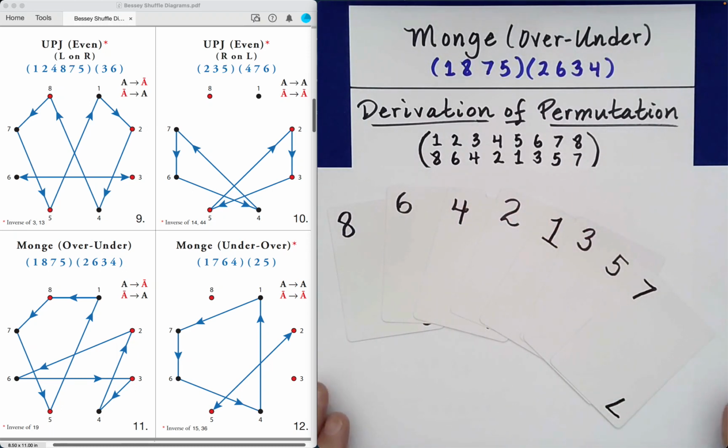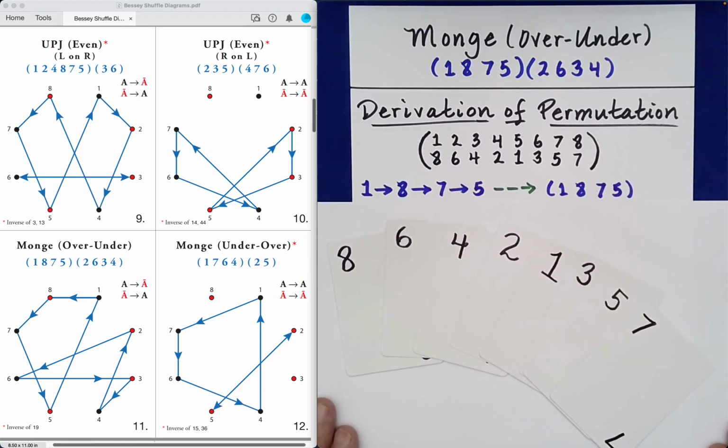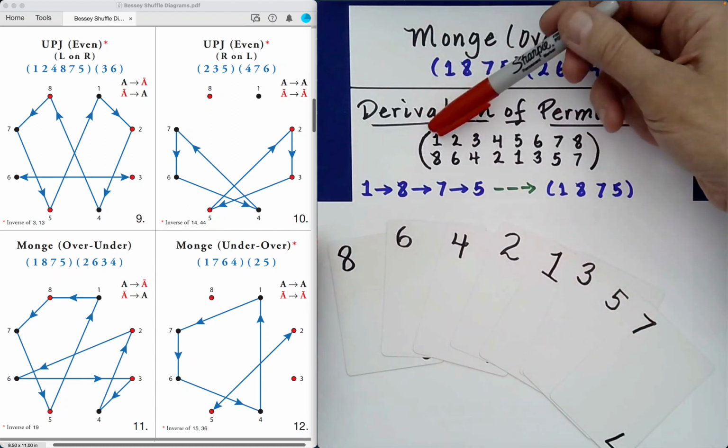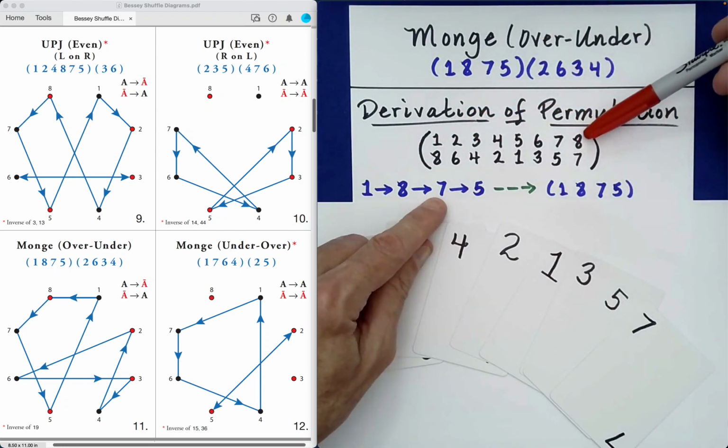And we can convert two-line notation to one-line notation, which is also called cycle notation. Okay, so let's step through that quickly. So 1 gets sent to 8. Where does 8 get sent? 8 is sent to 7.